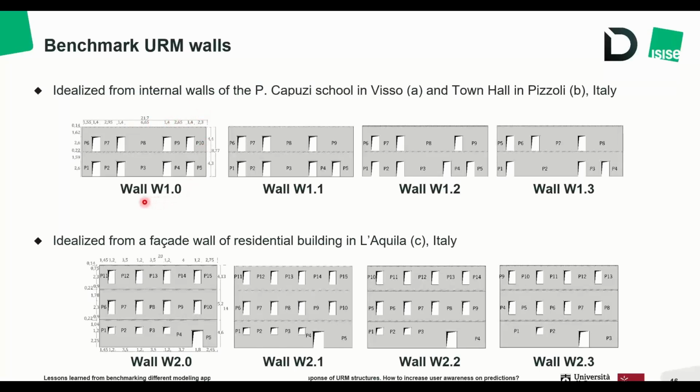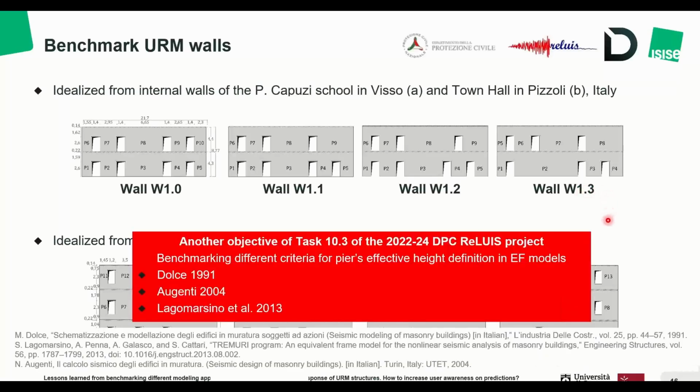So basically the wall configurations 1.0 and 2.0 are the most regular ones, while going to configuration 3, the opening layout irregularities increase. Also, because one of the objectives of the ReLUIS project was to benchmark different criteria for the piers' effective height definition in EF models, with different criteria by Dolce in 1991, Augenti in 2004, and Lagomarsino et al.